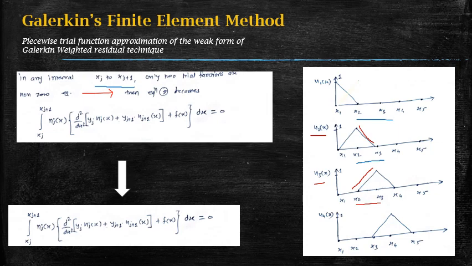For example, consider j is equal to 2. So for the interval x2 to x3, our equation becomes, for j equal to 2, n2 of x into d2 by dx square of y2 into n2 of x plus y3 into n3 of x, plus f of x, dx is equal to 0, because for this interval only n2 and n3 will come into picture, and all other interpolation functions will be 0.